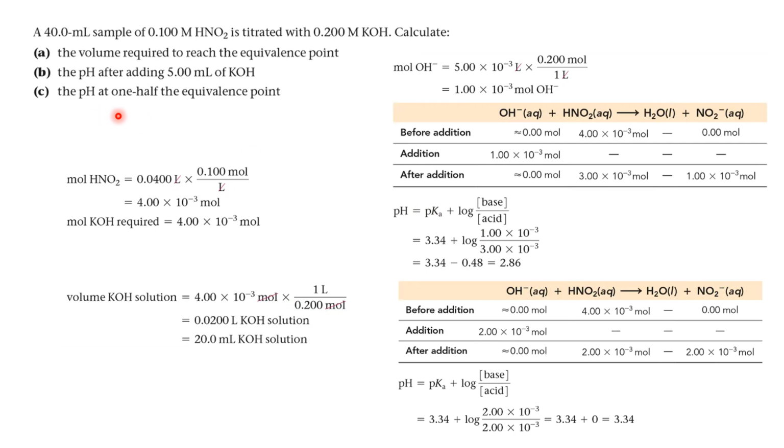Now, part C asks you for the pH at 1/2 the equivalence point. So just think about that. If your equivalence point is 20 milliliters, 1/2 of the equivalence point is going to be 10 milliliters, right? Half of this. And the question is, how much base do you have at 1/2 the equivalence point? You can basically do the same math and the same logic to get the pH from there. Same exact math. Instead of 20 milliliters or 5 milliliters, you're using 10 milliliters. So it's all the same.